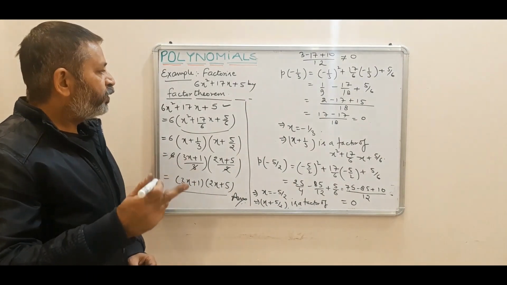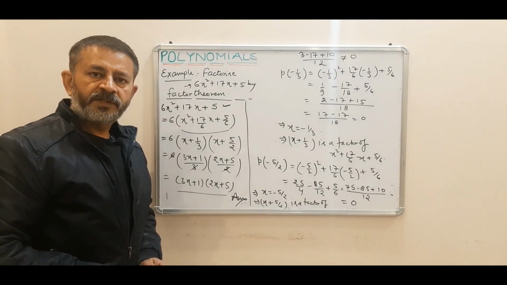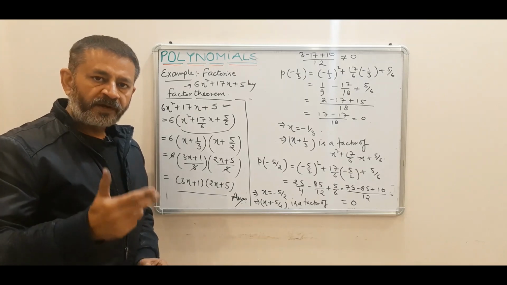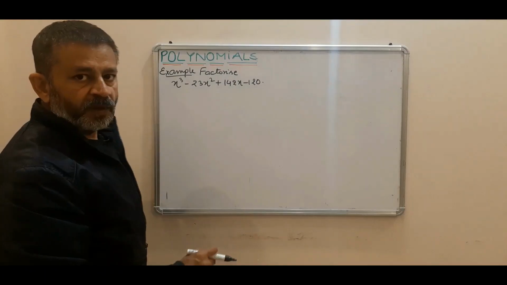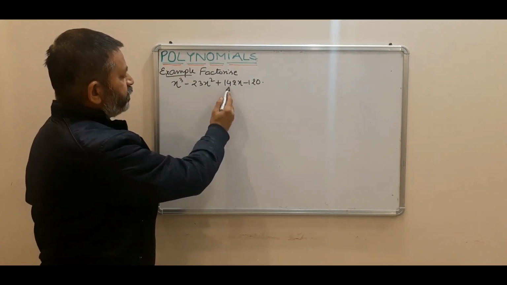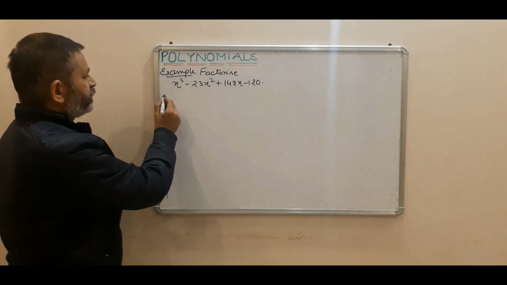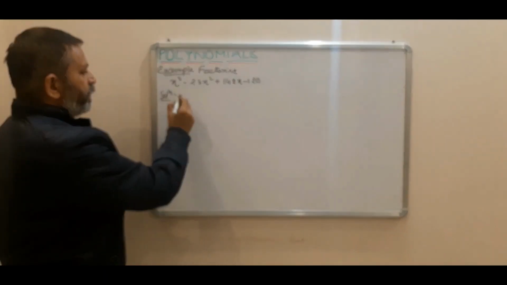Now we'll take one more example. This is the quadratic one, and now I'm taking one example which is a cubic expression. How to factorize a cubic expression by using factor theorem. Now look at this example. Factorize x cube minus 23x square plus 142x minus 120. We'll use factor theorem to solve this. So I'm considering it as p(x).